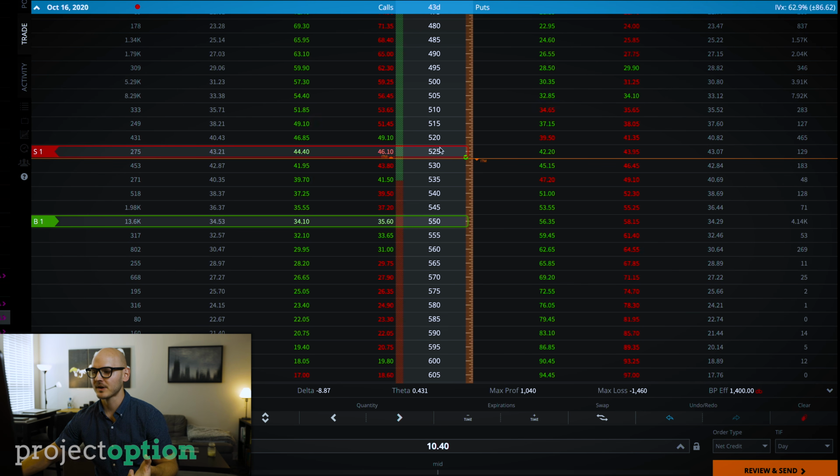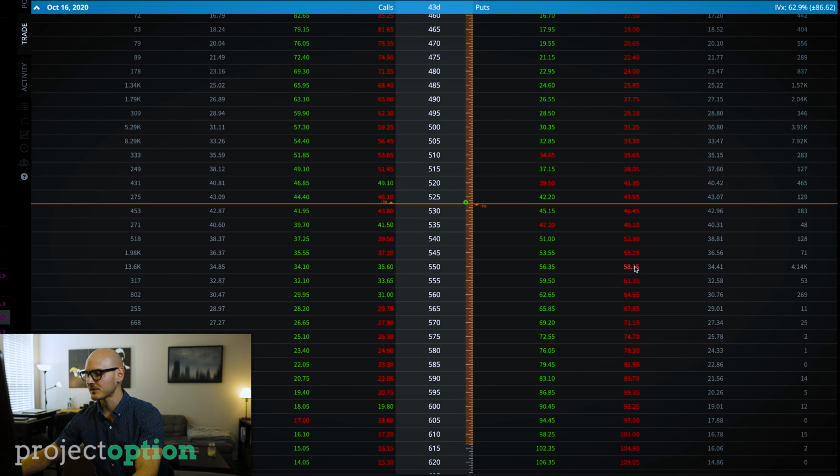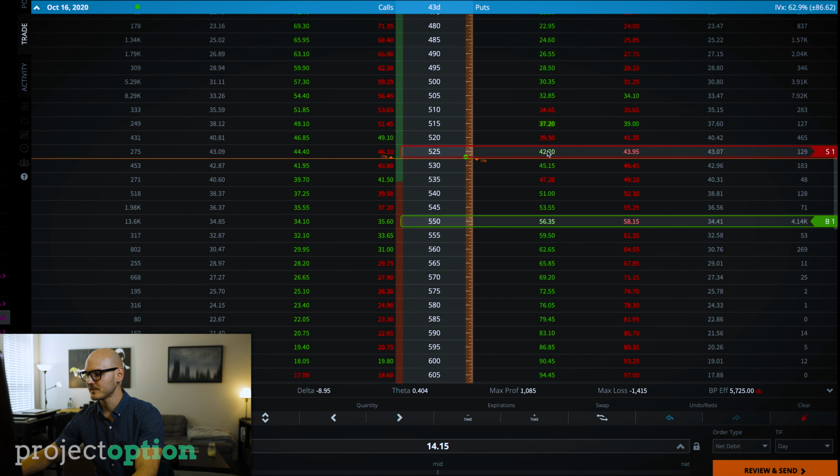So for the 525, 550 short call spread, the max profit is around $10.50, the max loss is around $14.50. If I buy the 550, 525 put spread, the max profit is $10.85, the max loss is $14.15. Now keep in mind that these prices are changing as the stock price is changing and it's a pretty volatile day.